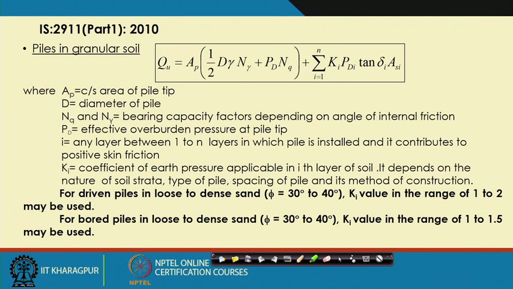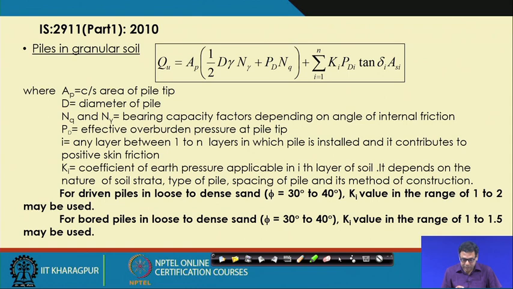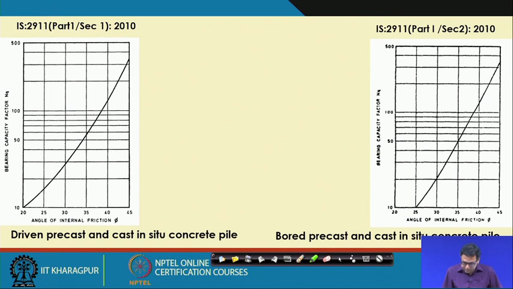Before I discuss the bearing capacity of pile in clay, I want to discuss one thing in the IS code recommendations for bearing capacity of pile in granular soil. Here I have used this expression for homogeneous soil calculation, but that can be used for layered soil, which I did for the other methods in the problems I solved in the last class. One more thing: these two charts we have used, one is for driven precast and cast in situ concrete piles, and the other is for bored precast and cast in situ concrete piles.